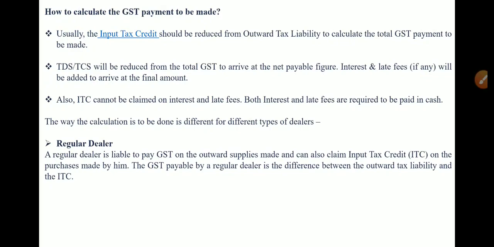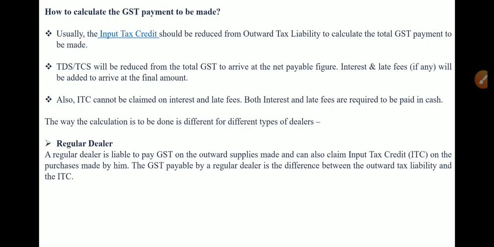Okay, so whatever input tax credit is credited will be in the account of that dealer. And the amount to be paid will be reflected in the dashboard of the GST application, or that website. The amount of tax liability will be shown there, and if you deduct the input tax credit, then the final liability will be shown and automatically deducted from the account of the dealer. So this is how the GST payment will be made by the regular dealer.